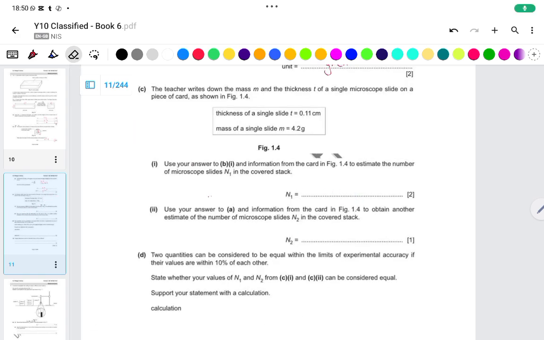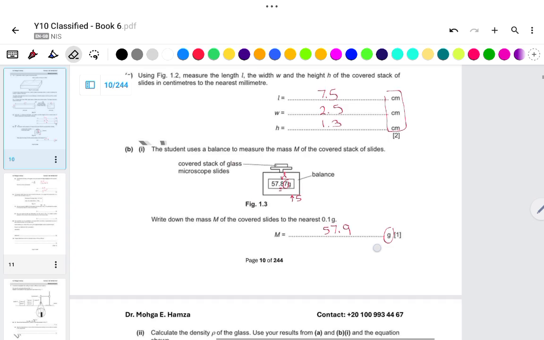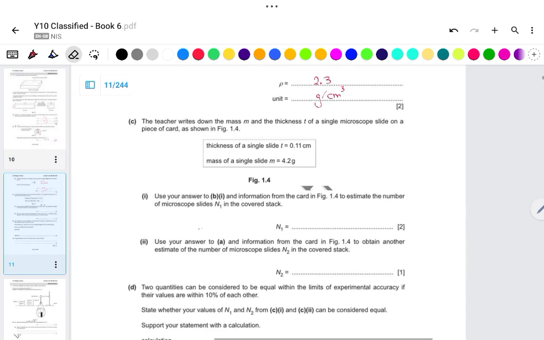Okay, so for part C, the teacher writes down the mass m and thickness t of a single microscope slide on a piece of card as shown in figure 1.4. Here's the thickness of a single slide and the mass of a single slide. Use your answer to B(i) and information from the card in figure 1.4 to estimate the number of microscope slides N1 in the covered stack. Let's go to B(i). Oh, the mass was 57.9. I'm just going to write it here so that I can use it.